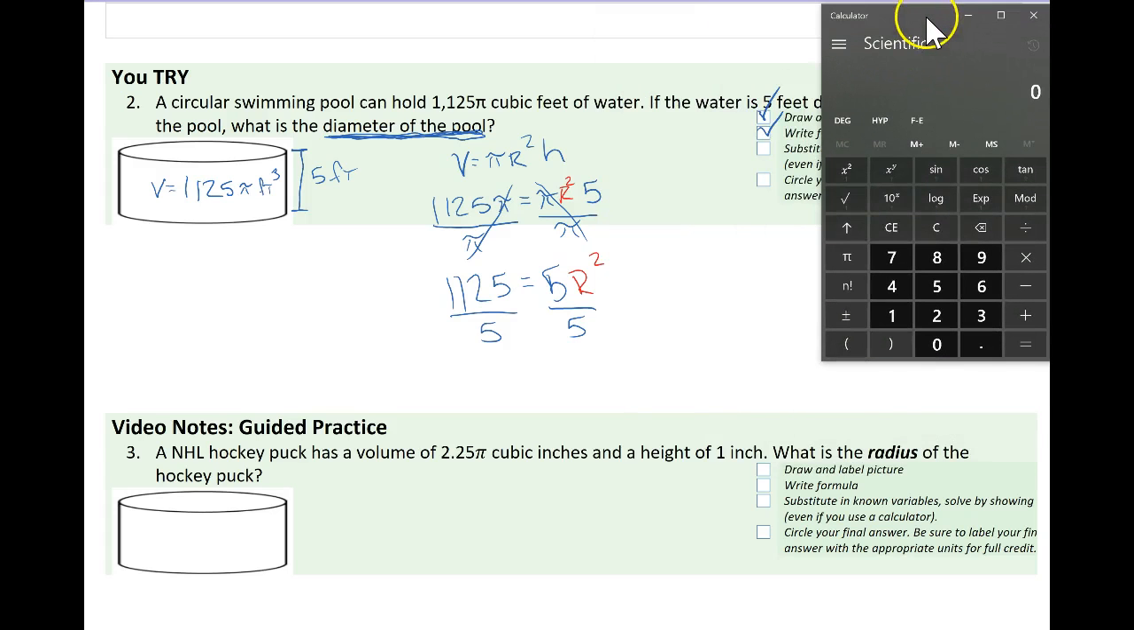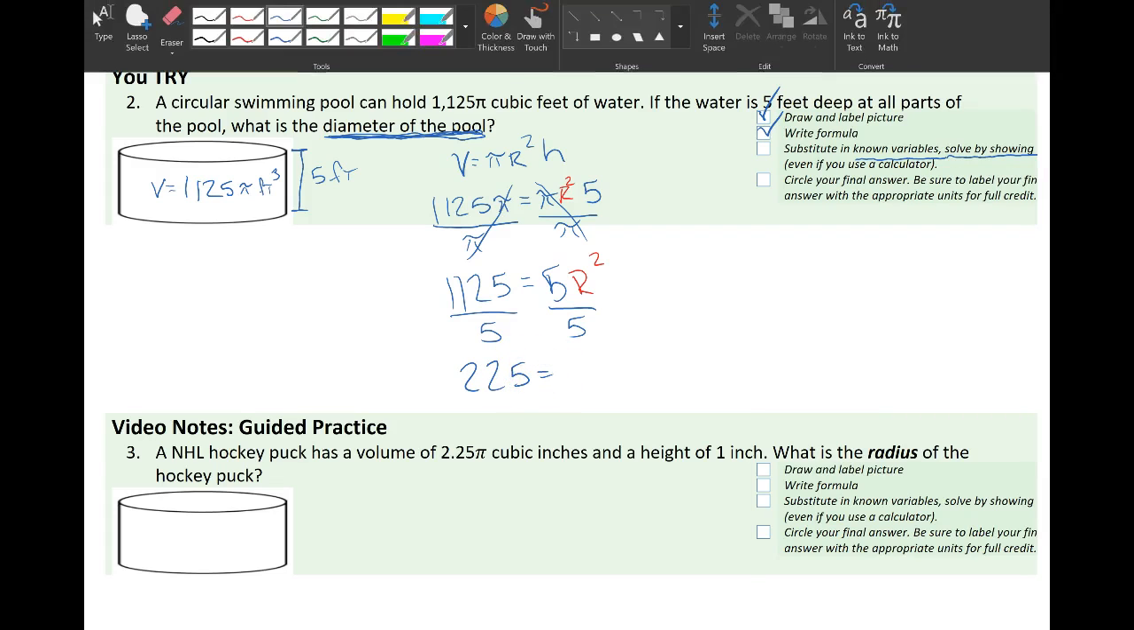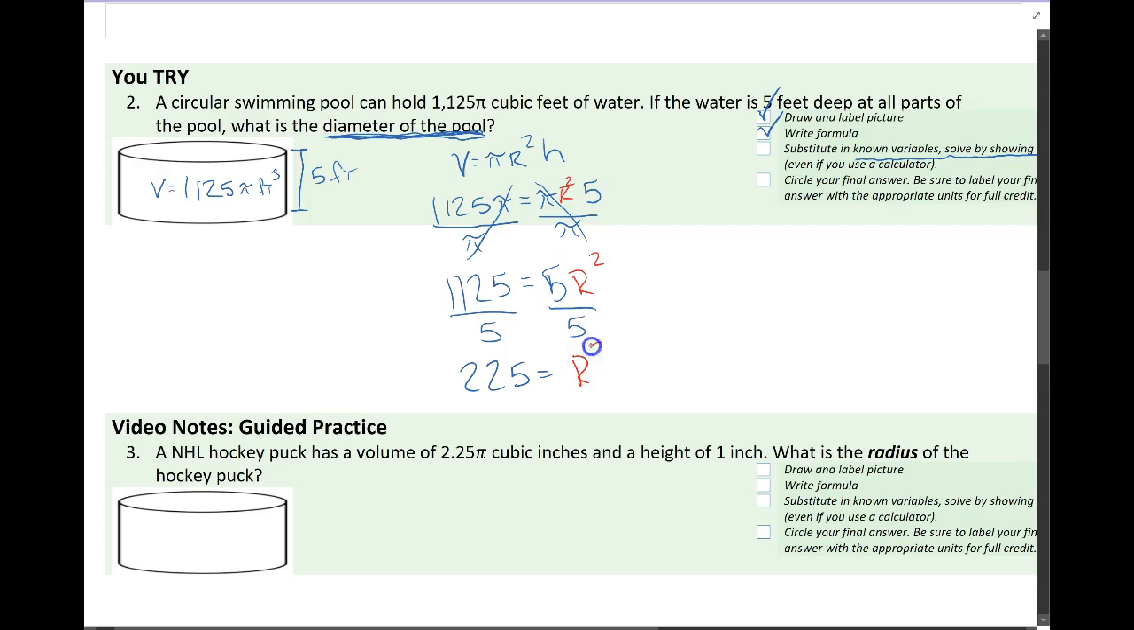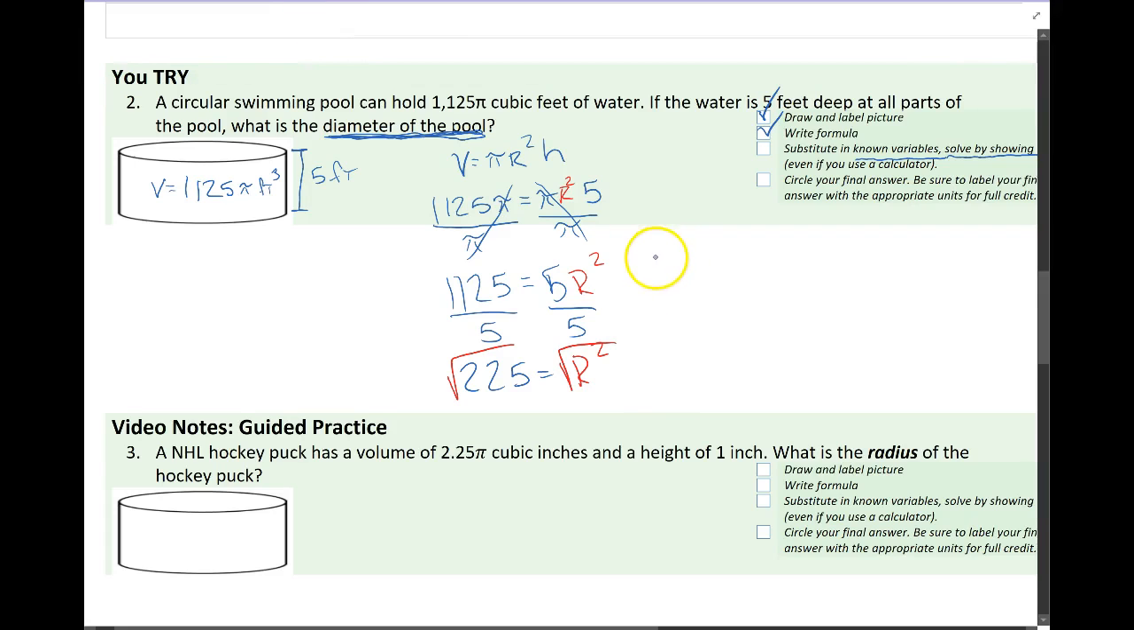Bring this over here where I can work with it. And I say, okay, 1,125 divided by 5 gives me 225. So now I know that 225 is equal to r squared. But I don't want r squared, I want r. So I'm going to square root both sides. Hopefully you remember that the square root of 225 is 15. So I know that 15 is equal to r.